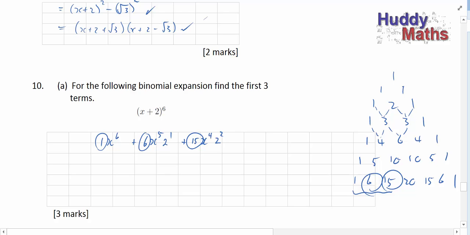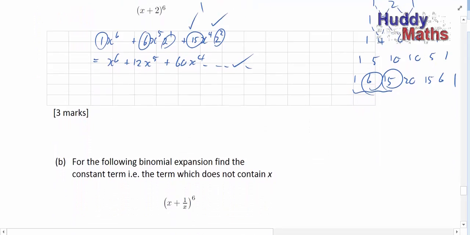Okay, so therefore, our terms are, we wanted the first three terms, x to the 6 plus, now, 2 by 6, 12x to the 5th, plus, and 2 squared is 4 by 15, is 60x to the 4th. And then it keeps going, of course. There are 7 terms in the expansion. So let's mark that, that's 3 marks. So 1 for the order of the terms, 1 for the correct coefficients, and 1 for simplifying. Okay. All right, let's go down to 10 part B.